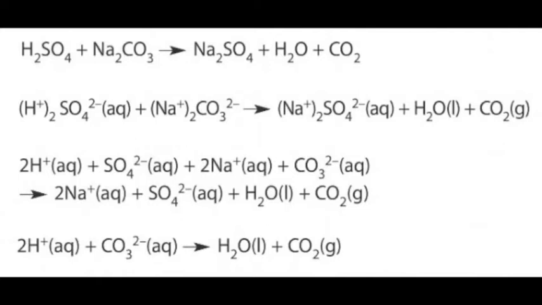As the ions in solution can move about independently, they can be separated in the equation. The equation shows that the sulfate and sodium ions are not changed by the reaction. These are called spectator ions. Removing them gives us an ionic equation, which only shows the changes taking place. Hydrogen ions and carbonate ions form water and carbon dioxide.